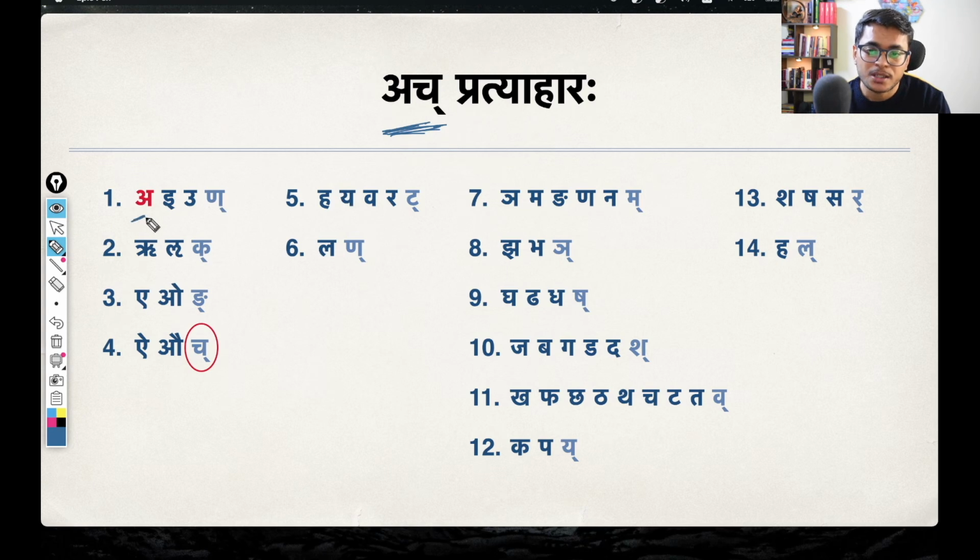So we start with this a, we go a, e, u, we skip this, ri, li, skip this, a, o, skip this, I, au. And then we stop here. So very clearly you can see this ach pratyahara, it represents all the vowels in Sanskrit language. Starting with a up till o, it represents all the vowels, right?